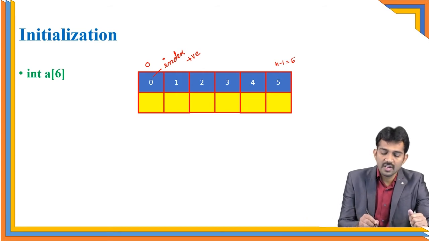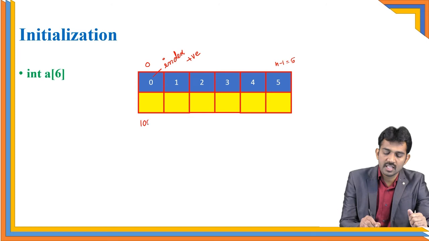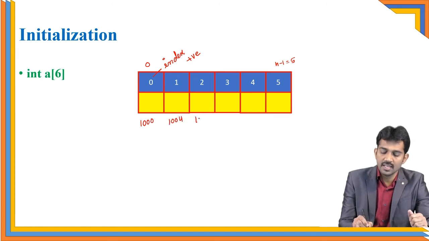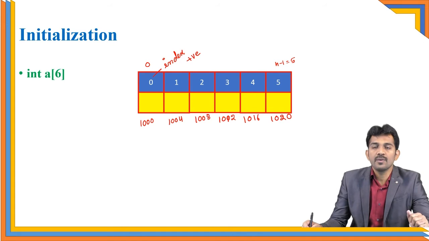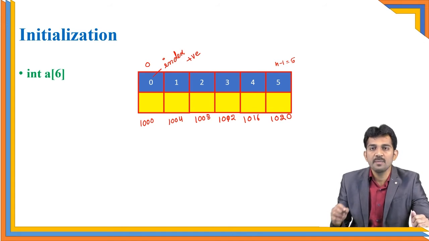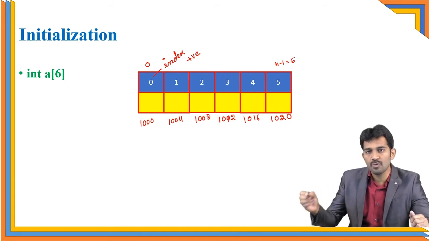Right? And as well as, for example, this address is considered 1000. Then here the address goes to 1004, and here the address goes to 1008. Here the address goes to 1012. Here the address goes to 1016. Here the address goes to 1020. For example, if the starting address is 1000, each time it is going to increment by 4, like that.